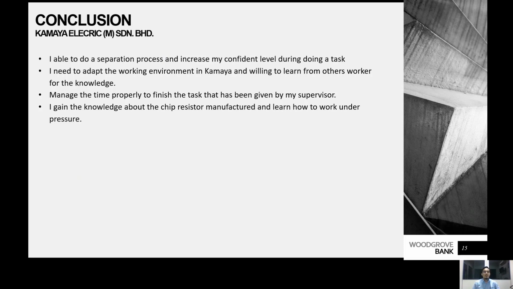Thank you very much to Kamaya, because through this opportunity for my internship, I can gain a lot of knowledge about engineering, about electrical, and about electronics. I can manage the time properly to finish the task that has been given, and I gained knowledge about chip resistor manufacturing and learned how to work under pressure.